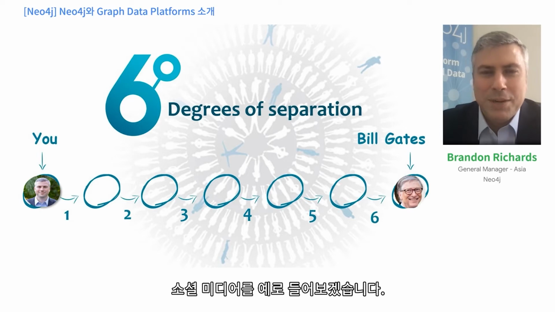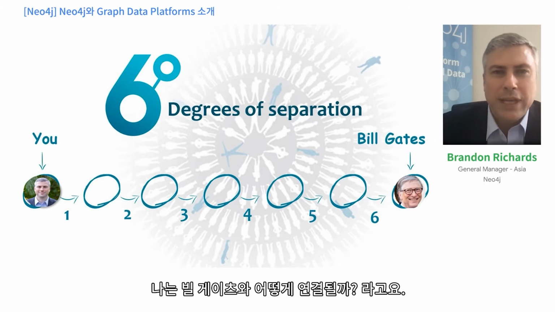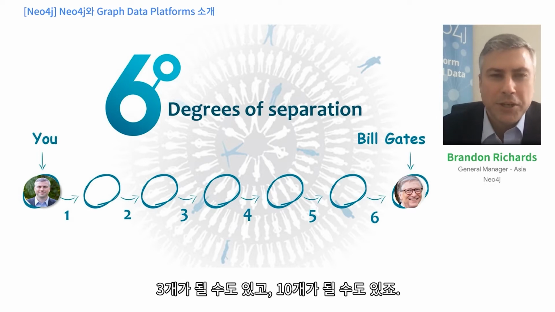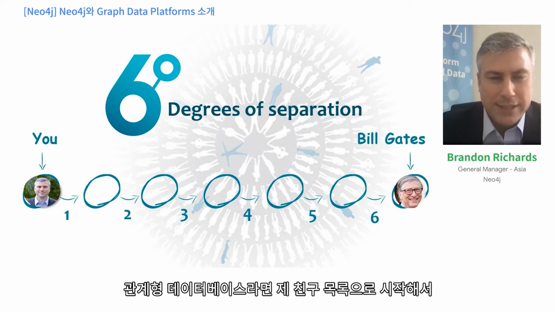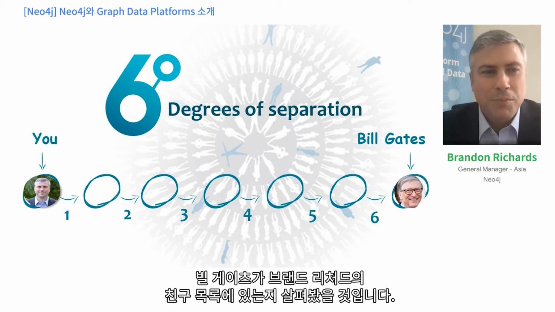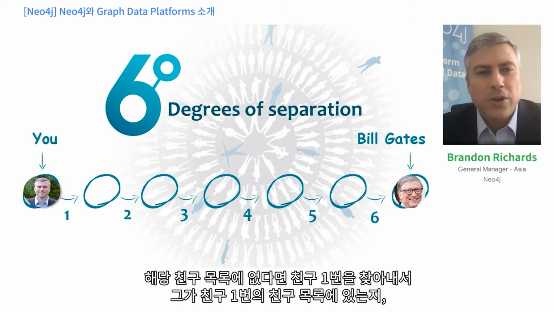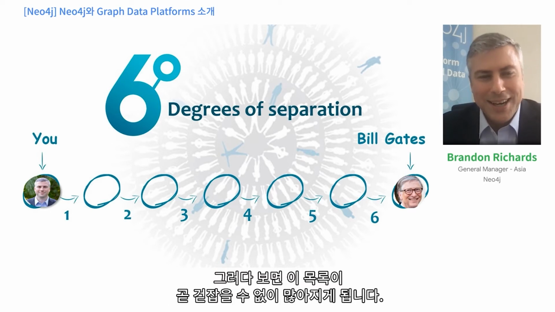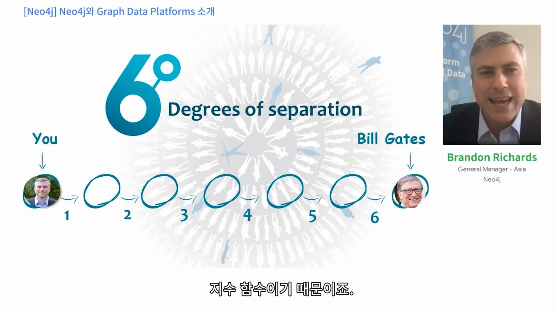I'll use a social media example. So suppose I wanted to know, how am I connected to Bill Gates? I don't know how many hops will be between us. It could be 3 hops, it could be 10 hops. So in a relational database, I might start with my list of friends and see, is Bill Gates on Brandon Richards' list of friends? And if he's not on that list of friends, then I can go to friend number 1 and see if he's on friend number 1's list of friends, and then friend number 2 and friend number 3. And you can quickly see this will get out of hand very quickly. It's an exponential function.